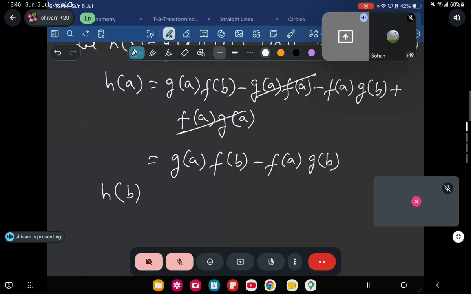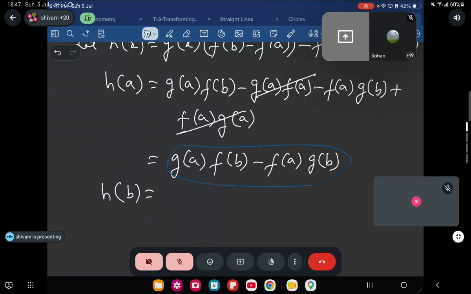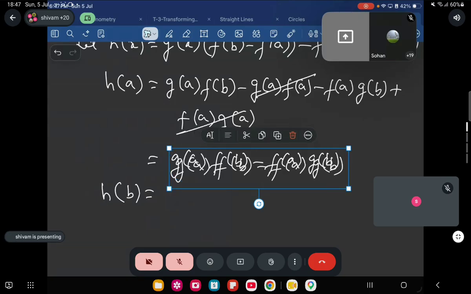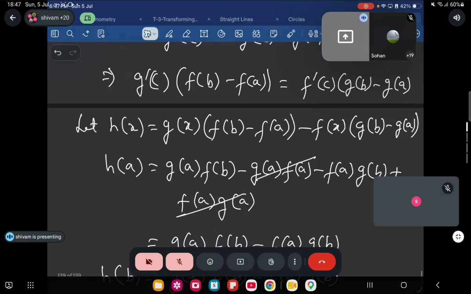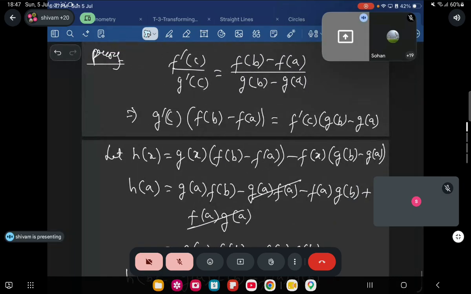So everyone, will we get the same thing for h of b? h of b will also be the same. You try it out, you'll get it. h of a and h of b, they both will be the same. Is h dash x equal to g dash x? Yes, after differentiating we'll get it.